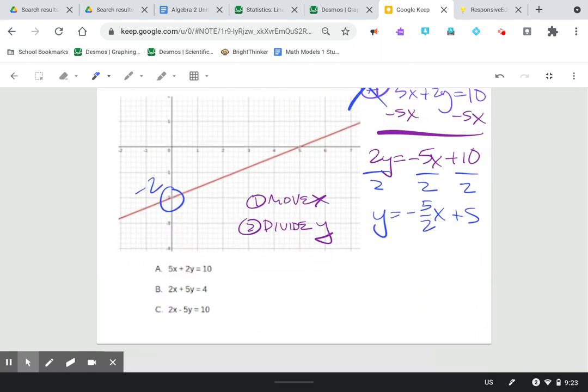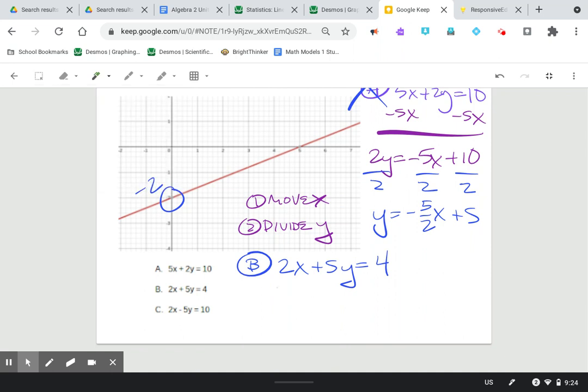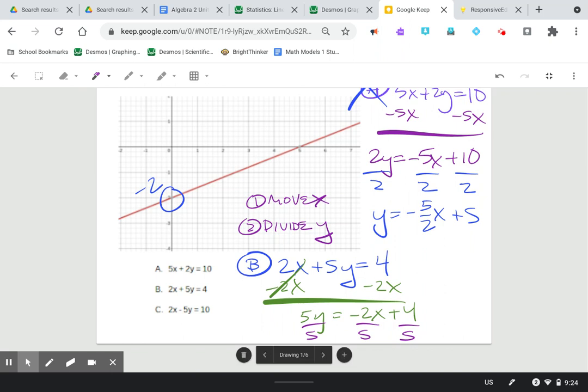So we go to the next one. We go to B. B is 2x plus 5y equals 4. All right. So we minus 2x from both sides. 5y equals -2x plus 4. You can already see it's not going to work out because 4 divided by 5, that's not even going to be a whole number. So already I know B is not the answer.